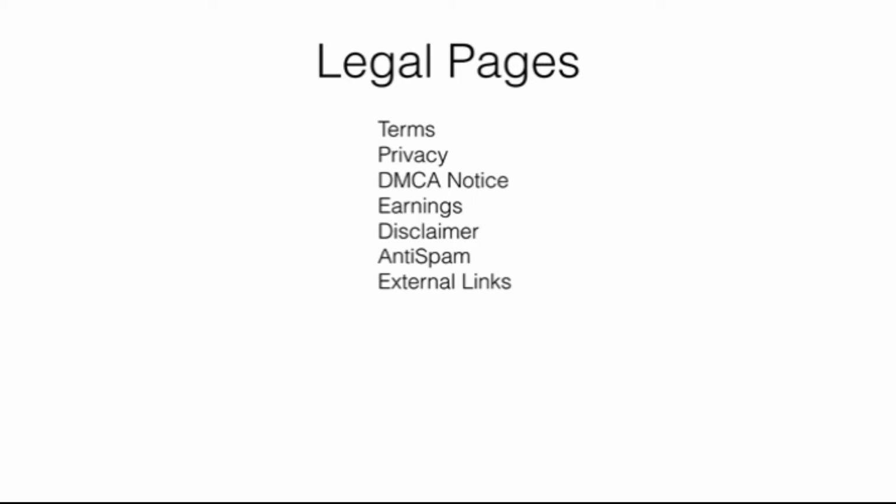We have a terms of use, a legal page, and these pages are all located in a footer. We can show you how to do that using Optimized Press, but on those pages we have a terms of use. We have a privacy policy. We have a Digital Millennium Copyright Act notice. We have an earnings disclaimer, which is the earnings and the disclaimer. That's kind of the same thing. We have an anti-spam policy, and we have an external links policy.